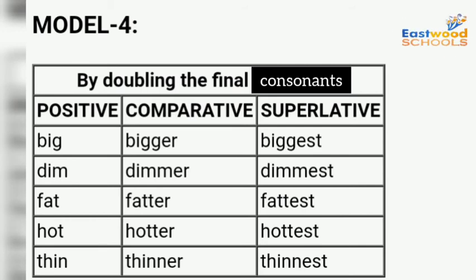The fourth model is about adjectives that form their comparative and superlative by doubling the final consonant before adding er or est respectively. We have big, bigger, biggest, dim, dimmer, dimmest, fat, fatter, fattest, hot, hotter, hottest, thin, thinner, thinnest.